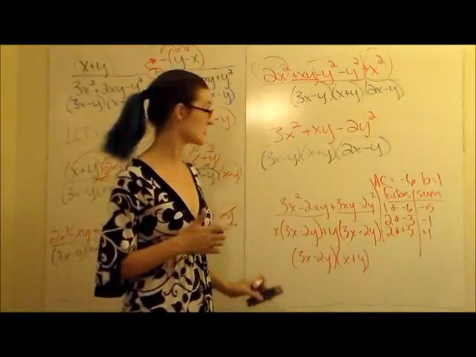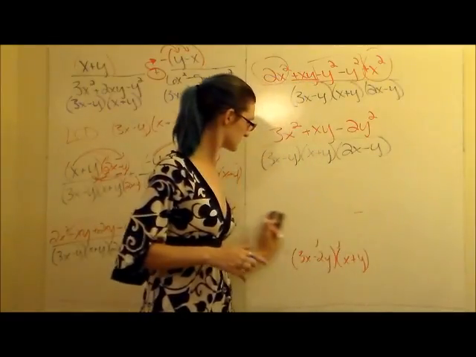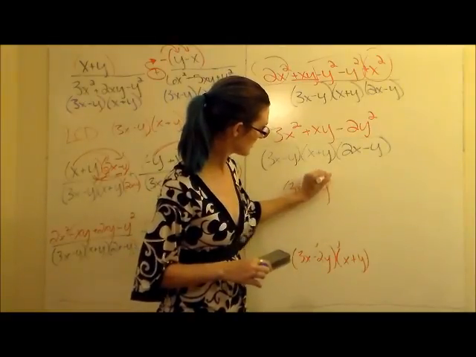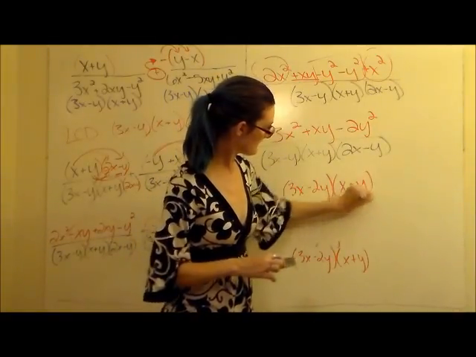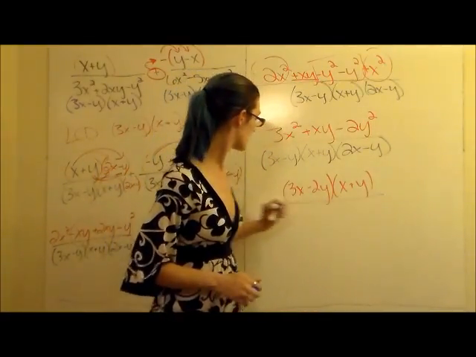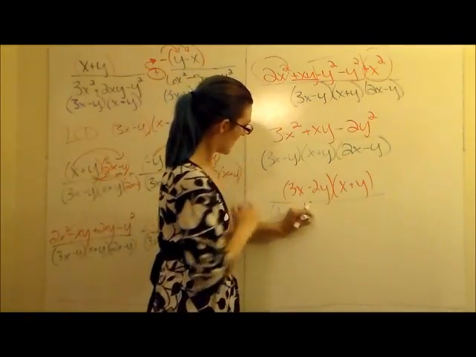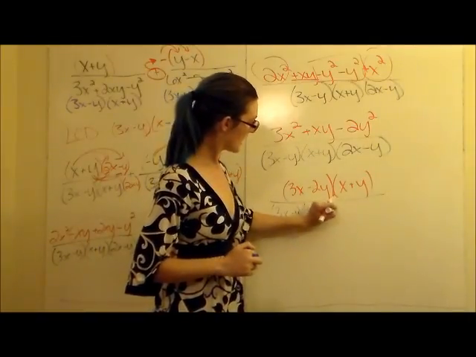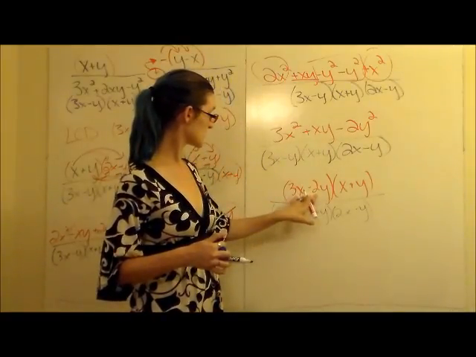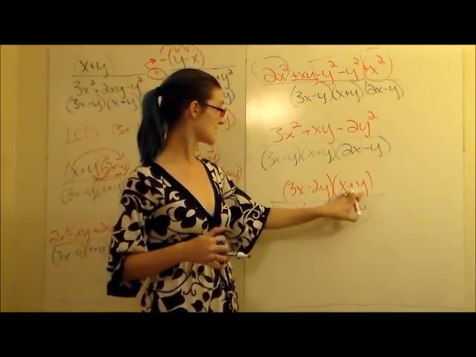So I'm going to erase the factoring real quick so I can write this last step out. So I have 3x minus 2y, x plus y. That's being divided by 3x minus y, x plus y, and 2x minus y. Common factors, we need a 3x minus 2y. I don't have one, so I can't reduce that away. Or an x plus y.